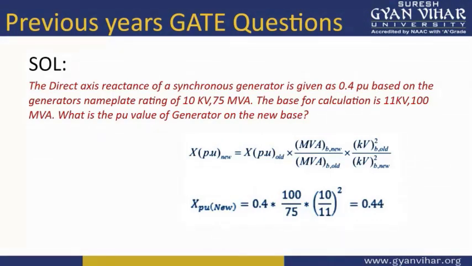If you substitute the values, the old per unit value was 0.4, the new base power is 100, the old assumed base power was 75, and the voltage ratings of old and new are 10 and 11. While calculating, we get 0.44. Again, I have not written any unit for it because the unit is itself per unit.